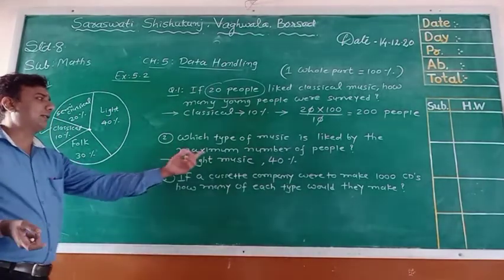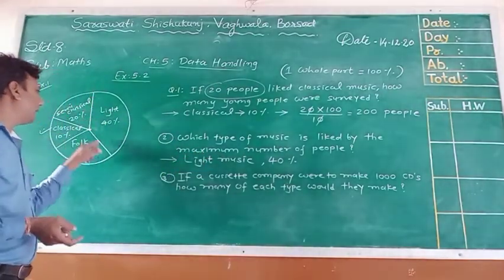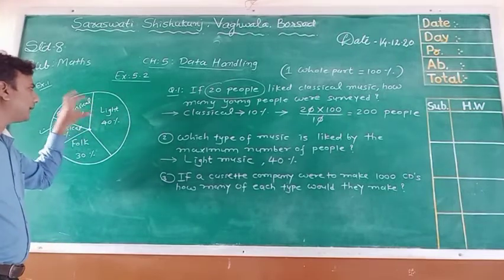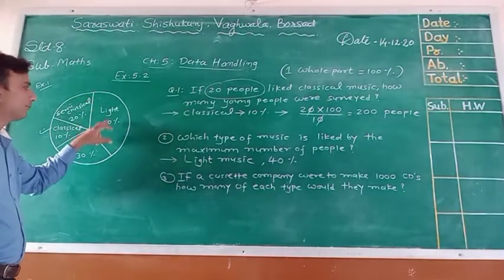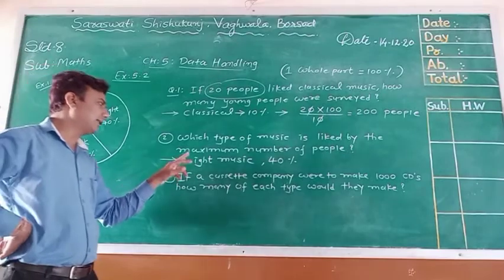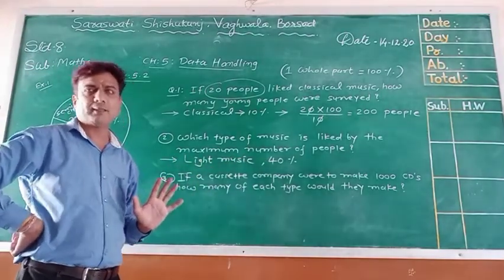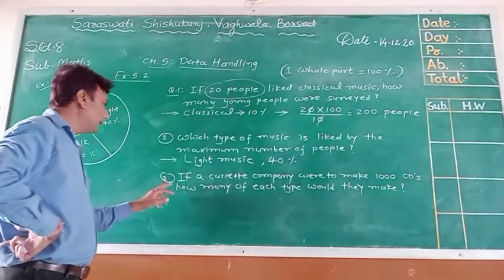But here the maximum is asked. So which part is more here? The light music part is more. So most people like light music, and that is 40%. Is it clear, beta?